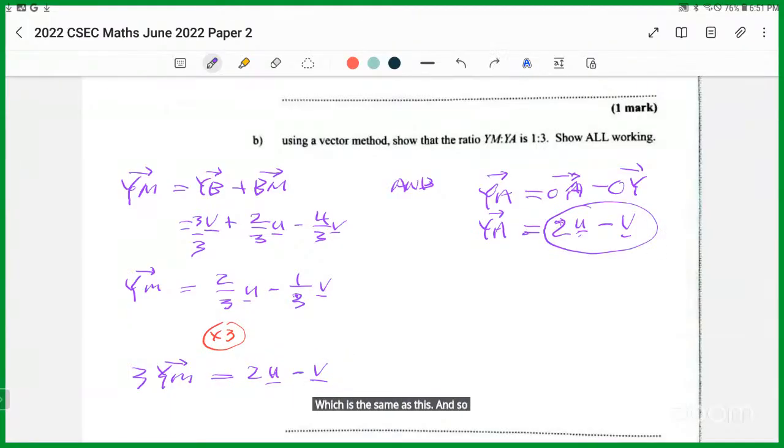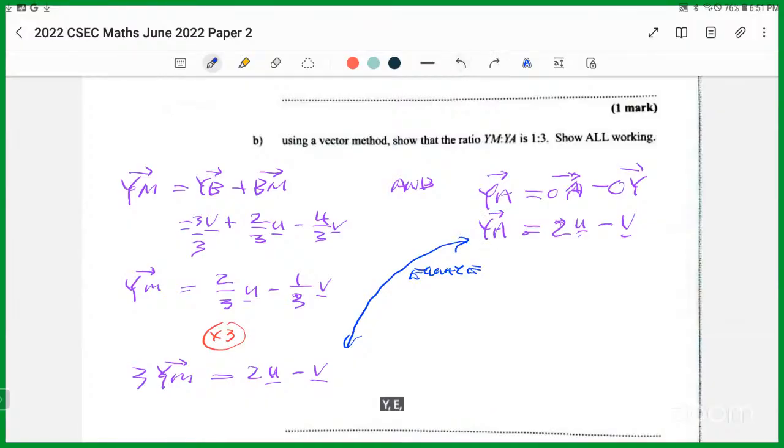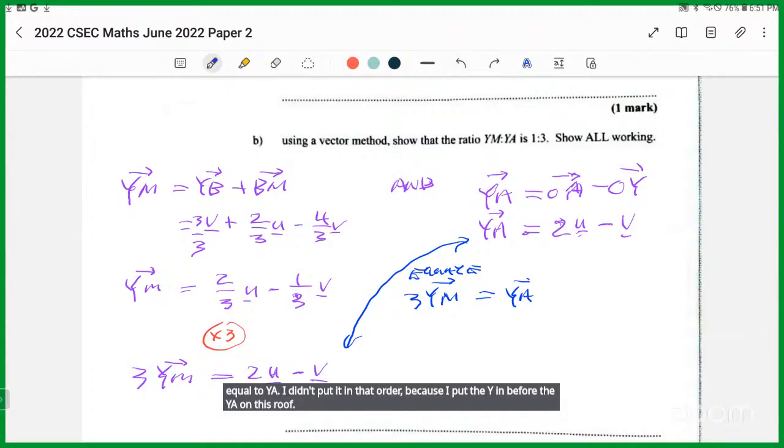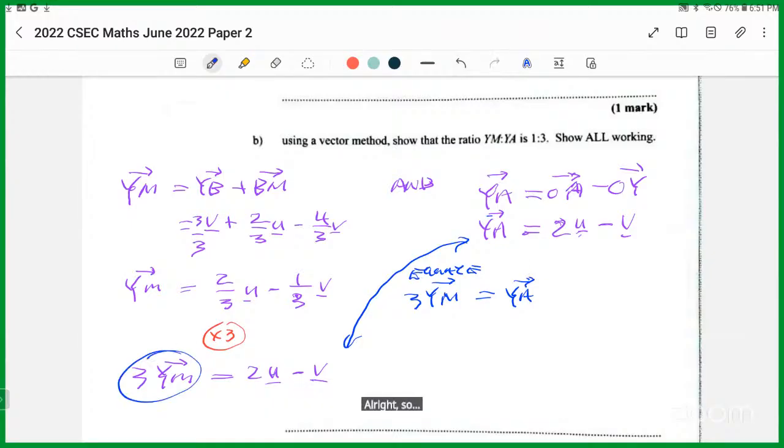And so you can equate these two things. These are different colors now. You can equate these two things. So you can write that 3YM is equal to YA. Why did I put it in that order? Because I put the YM before the YA on this proof. So the 3YM is equal to the YA because both of them equal 2u minus v.